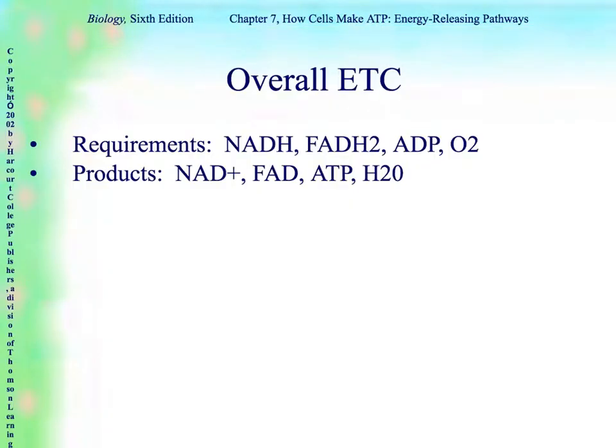All right, so for stage 4, here is our overall ETC. The requirements for the electron transport chain are the 2 energy molecules, NADH and FADH2. You also need ADP and you need oxygen. This is aerobic. You need oxygen to accept those protons. The products of the electron transport chain are, you get NAD plus left over, you get FAD that's left over, you make tons of ATP, and we make our water.